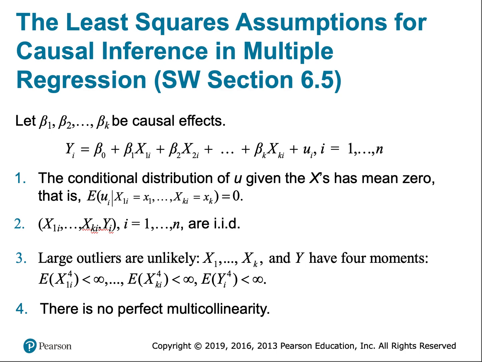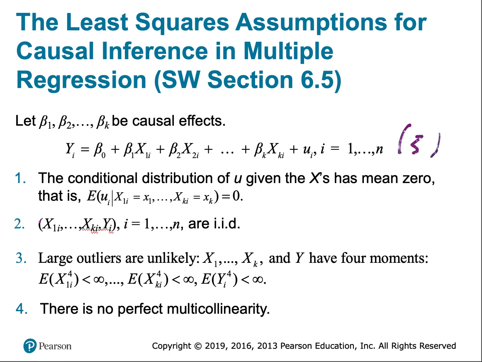If we let beta 1, beta 2 through beta k be the causal effects in our multiple regression model, then we can write our multiple regression model as this equation. Let's write this equation as equation 3: y_i equals beta naught plus beta 1 times x1i plus beta 2 times x2i plus all the way through to beta k times xki plus u_i, for i equals 1 through n. Our assumptions are the following.